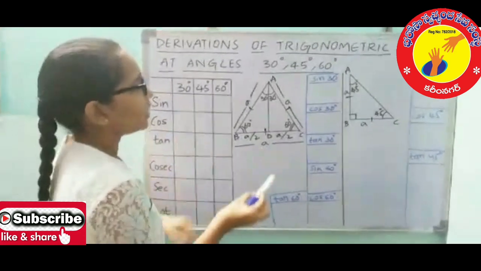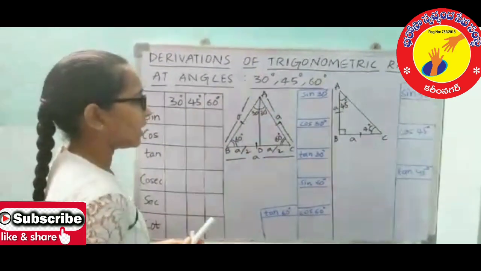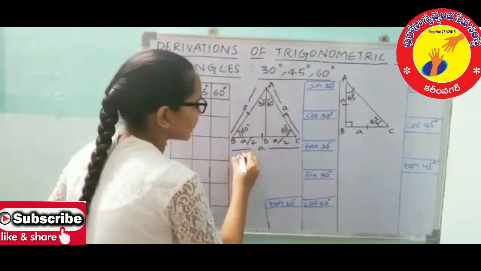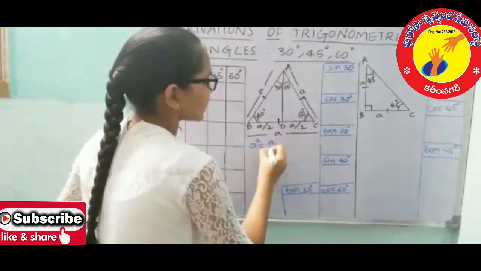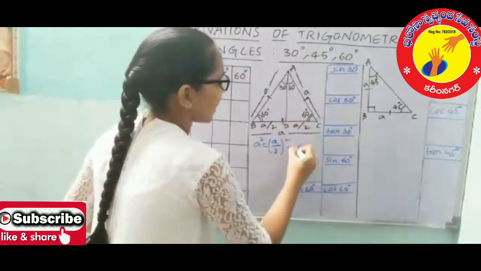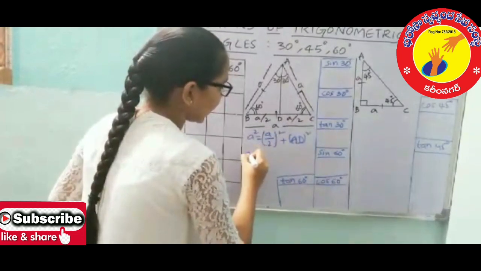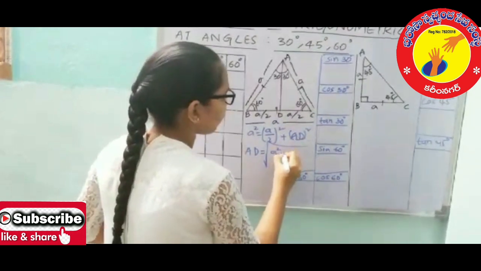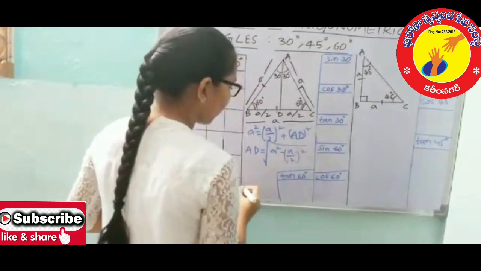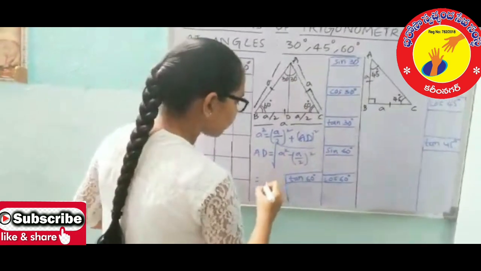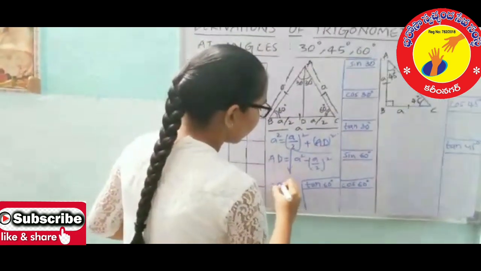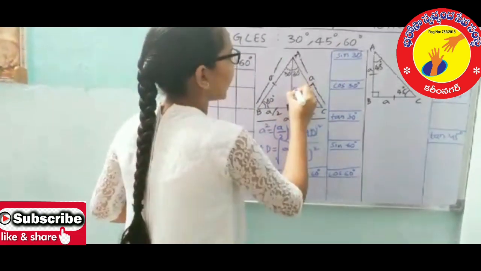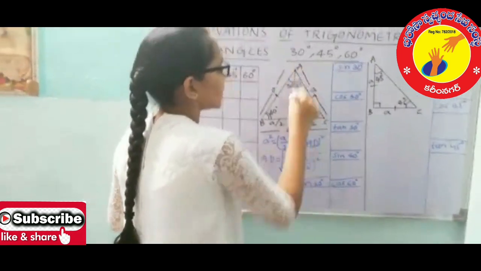If we see clearly, we can observe that ABD is a right angle triangle. So through Pythagoras theorem, hypotenuse, that is A square, is equal to base, that is A by 2 whole square, plus AD whole square. So we get AD is equal to under root A square minus A by 2 whole square, which is equal to A root 3 by 2. So we get A root 3 by 2 is the value of AD.